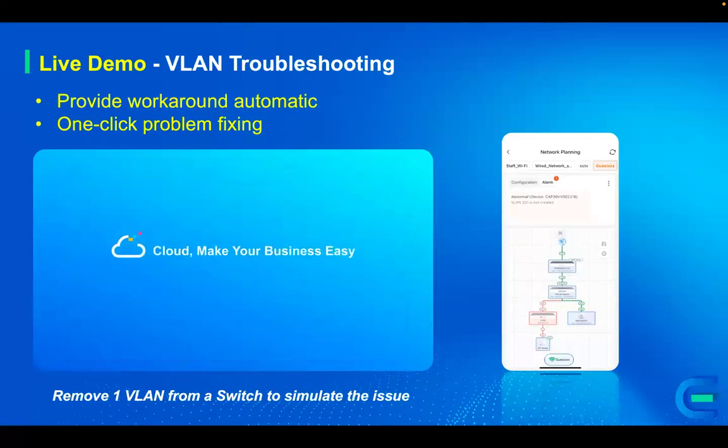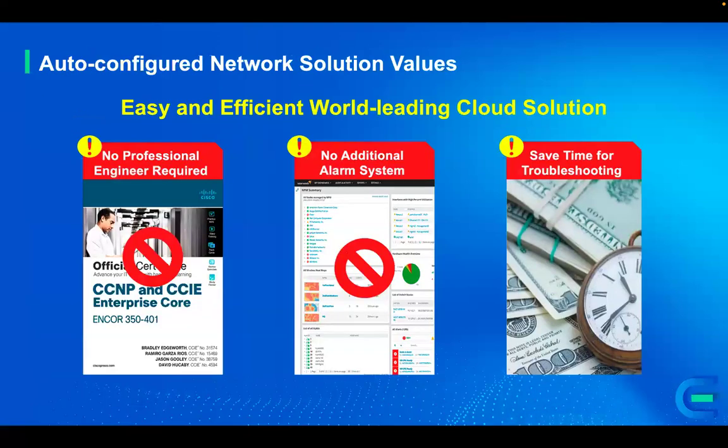So you can troubleshoot through the mobile application and web browser also. So this is the auto configuration network's value. No professional engineer required here, no additional alarm system. If you want an alarm, you can configure the alarm by mail. So you need to configure your email ID. If any access point goes down, or any loop occurs on your network, you can get that alarm on your email address. And also you can save time on troubleshooting. You can go through the AI diagnose and troubleshoot your network remotely.